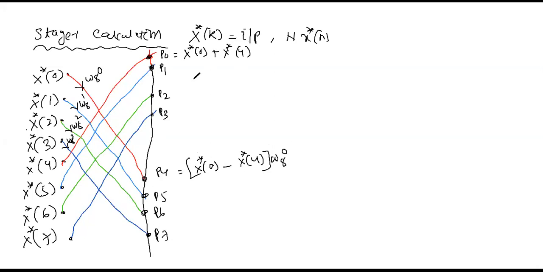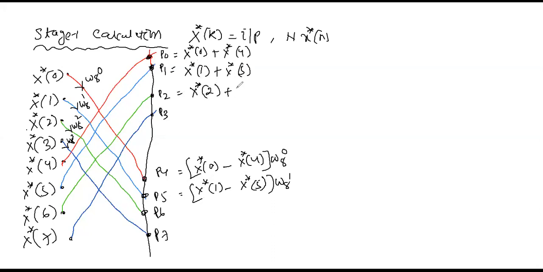Okay. Similarly, P1, we can write, what is P1? It's X conjugate 1 plus X conjugate 5. Okay. And this is P5. It's X conjugate 1 minus X conjugate 5 multiplied by omega 8 1 because the twiddle factor is omega 8 1. Then P2 is X conjugate 2 plus X conjugate 6.